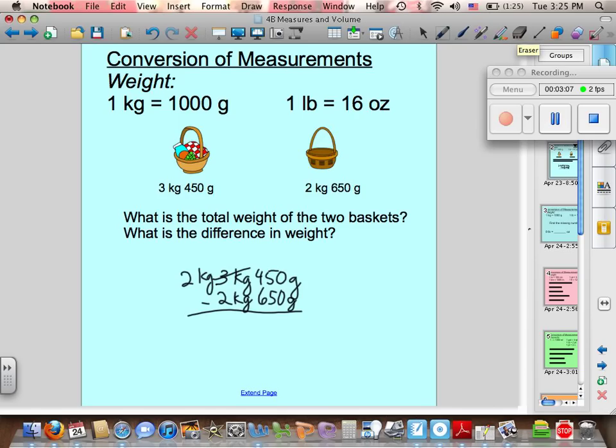So we're exchanging 1 kilogram for grams. Well, we know that there are 1,000 grams in a kilogram, so we are actually adding 1,000 grams to the 450 we have. So now we have 1,450 grams, and we can subtract 650 from that, which will give us 800 grams. Now, 2 kilograms minus 2 kilograms leaves us with 0 kilograms. So the difference in weight here is 800 grams.